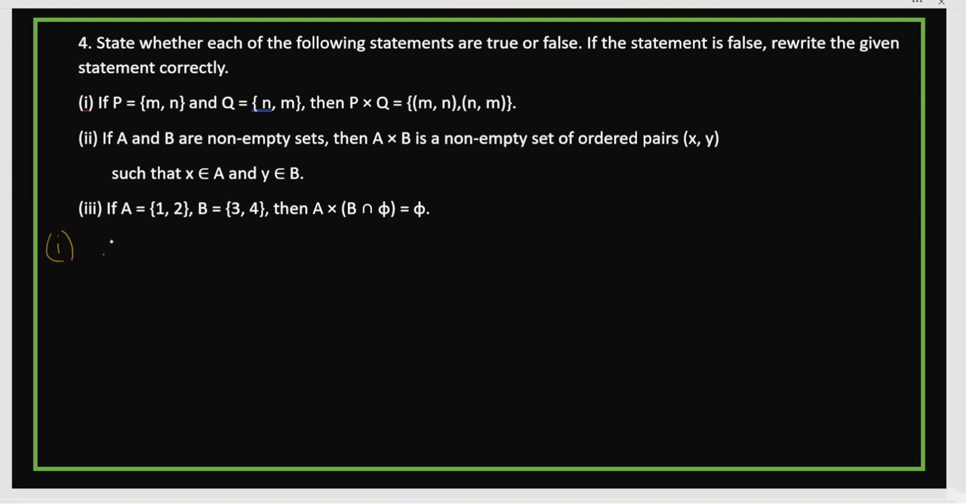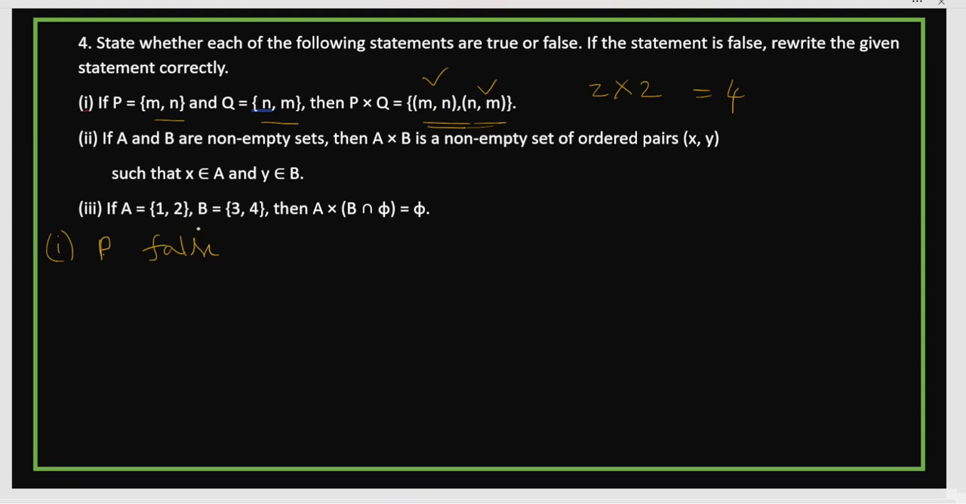So P is this one. The first one is clearly false. How can you say that it is false? Because this is P into Q. How many elements will be there in that P into Q? This has two elements, and this has two elements. So 2 into 2, 4 elements should be there. But here you have got only two elements, MN and NM. These are two ordered pairs, this is one ordered pair, this is another ordered pair. Only two elements there, so this statement is false.